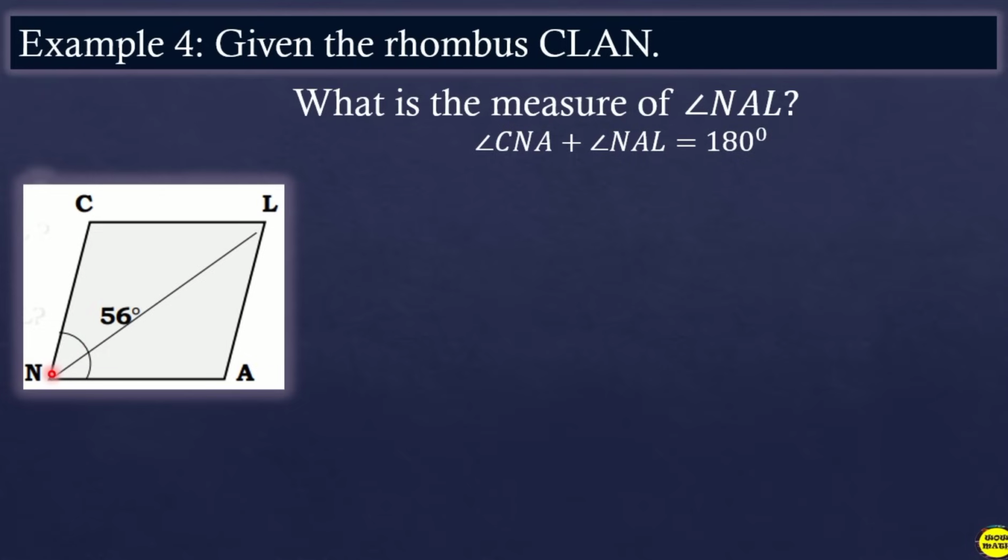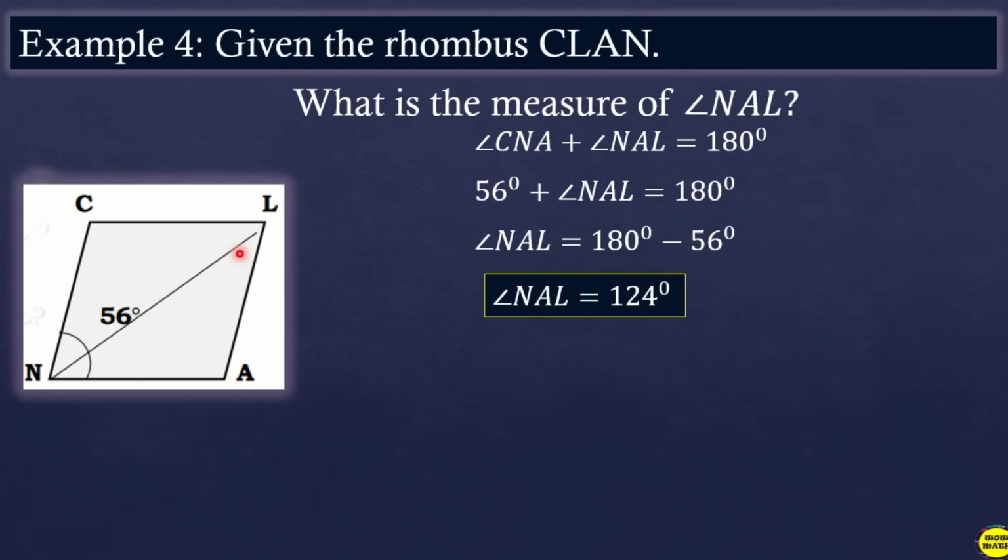Now, since angle N and angle A are consecutive angles, they are supplementary, so their sum is 180. To get this, we subtract 56 from 180. Therefore, angle NAL is equal to 124 degrees. If you add 124 and 56, the sum is 180, because they are consecutive angles, so they should be supplementary.